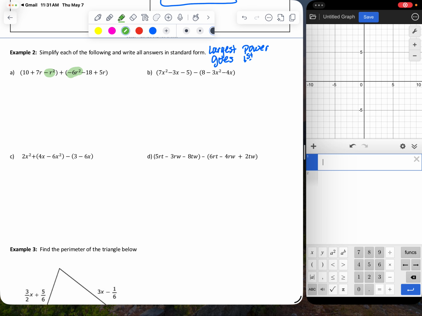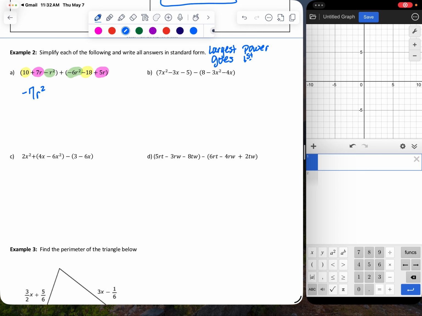Now, our next largest power in the first polynomial is the 7r. And so I will highlight the 5r in the second polynomial in pink. And then in yellow, I'll put our constant terms, our 10 and our negative 18. Now, once you've identified your like terms, now we can combine them with addition.